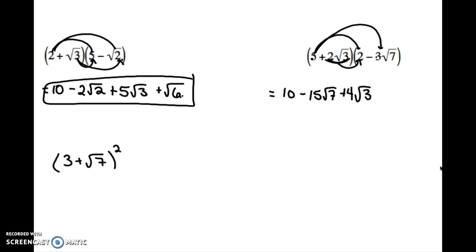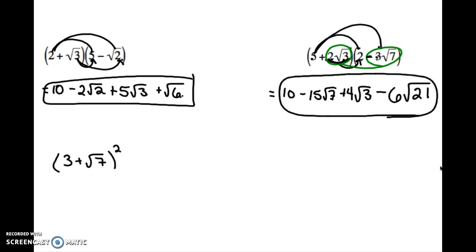And then we've got to do 2 root 3 times negative 3 root 7. So it's going to be a negative. Multiply the outside numbers. 2 times 3 is 6. Multiply the radical numbers. 3 times 7 is 21. 21, 3, 7. Do not simplify. They are not like terms. So we're done.